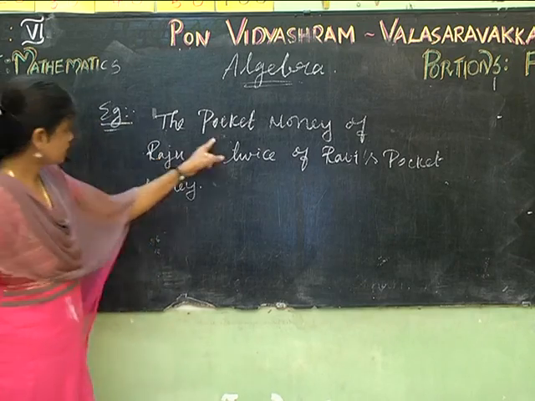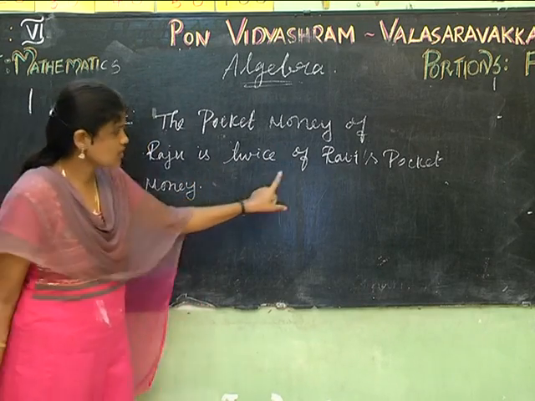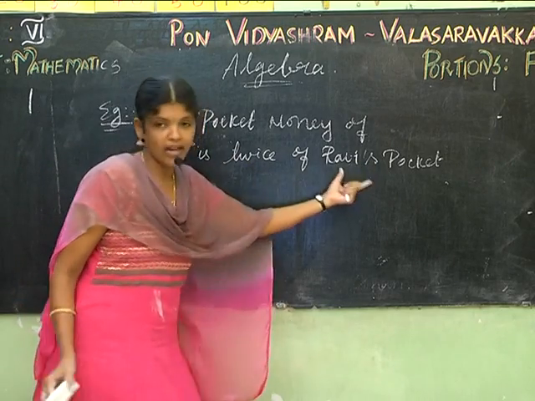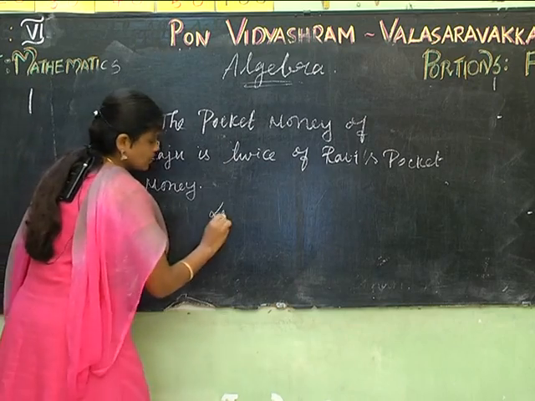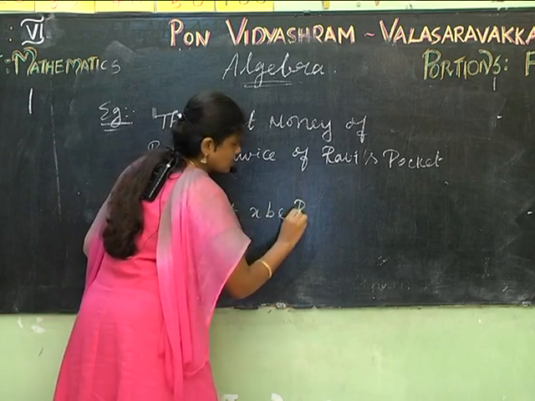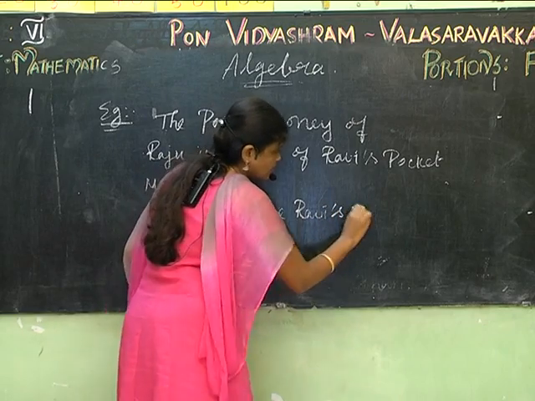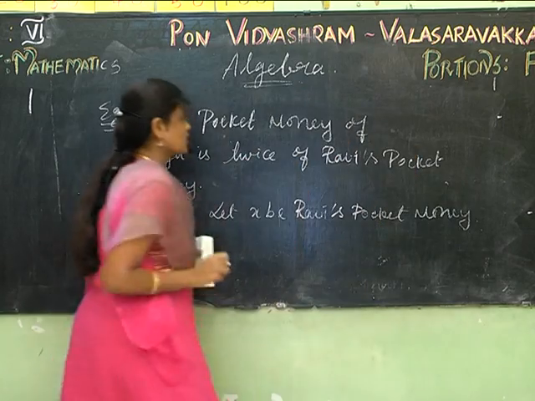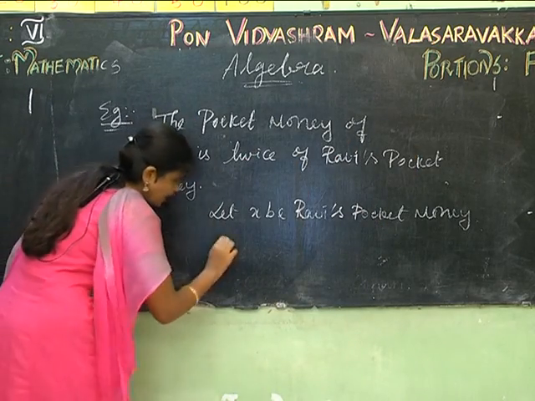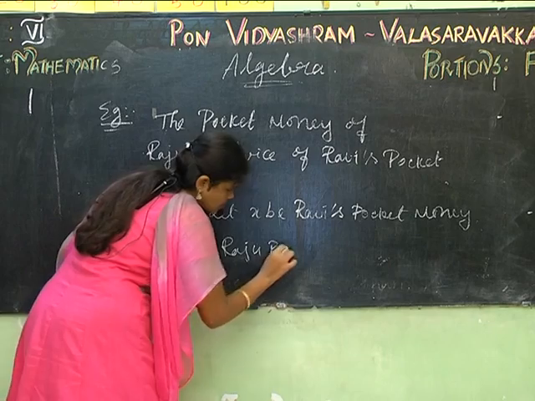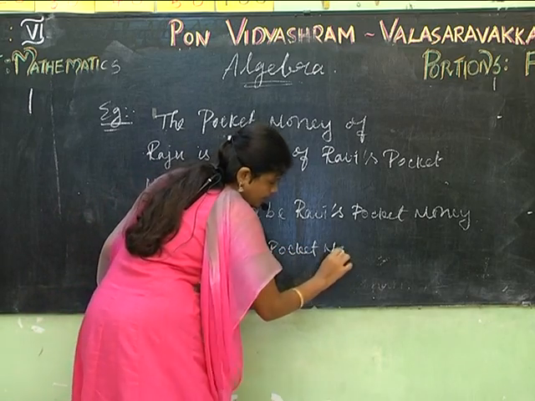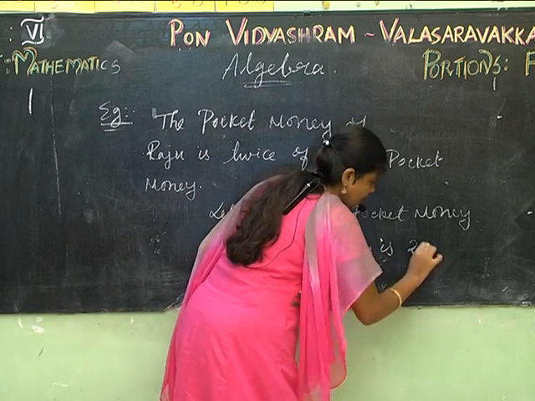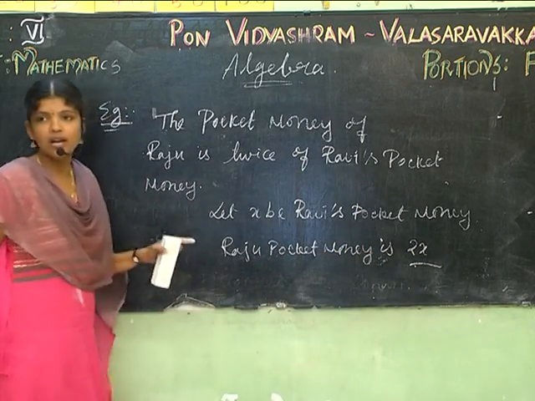See here, the pocket money of Raju is twice of Ravi's pocket money. You don't know the value of Ravi's pocket money. So let x be Ravi's pocket money. So now Raju's pocket money is twice of Ravi, so 2 times x. So 2x, it is a multiplication.